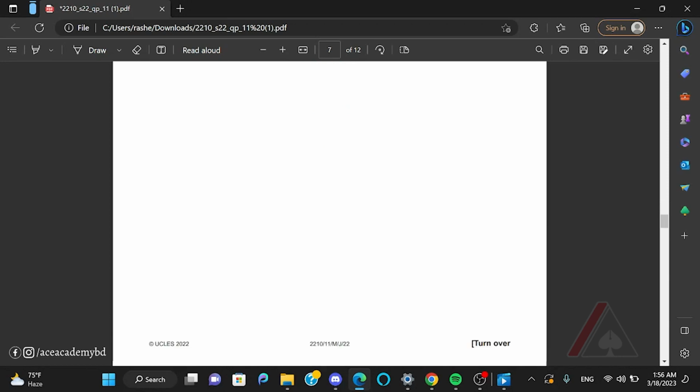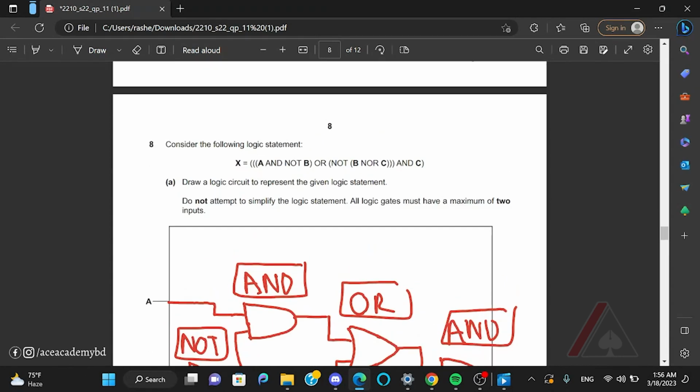So moving on. Number 8. Consider the following logical statement. X is equal to (A AND NOT B) OR (NOT B NOR C) AND C. Draw a logic circuit to represent the given logical statement. Do not attempt to simplify the logic statement. All logic gates must have a maximum of 2 inputs.